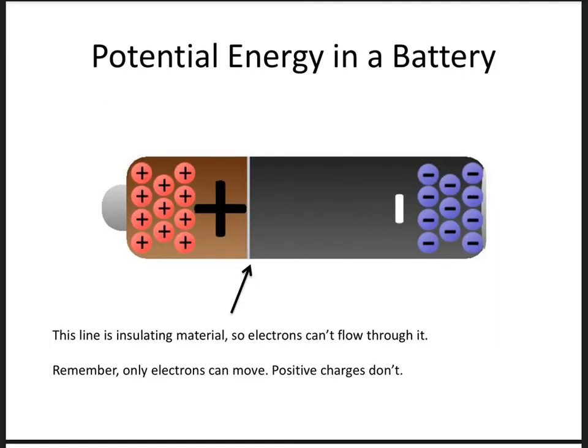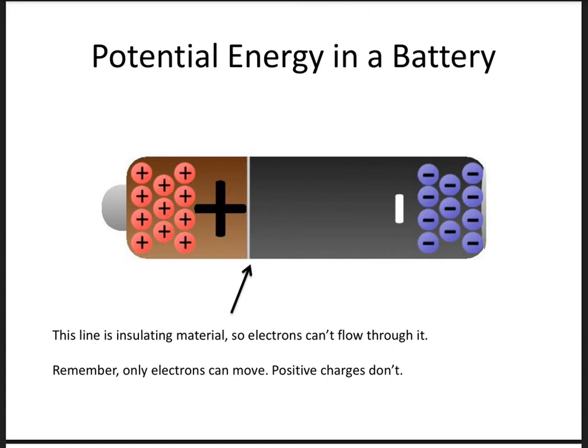Here's another form of potential energy to consider. This is potential electrical energy stored in a battery. The way this works is that inside of the battery we have one chemical that has a positive charge on the left-hand side and one chemical that has a negative charge trapped on the right-hand side. Between the two, there's an insulating material that doesn't let the electrons flow back to the positive charge, which is where they'd like to go.